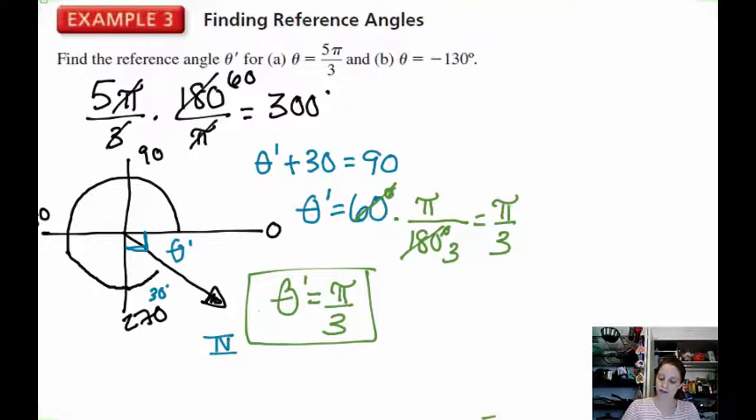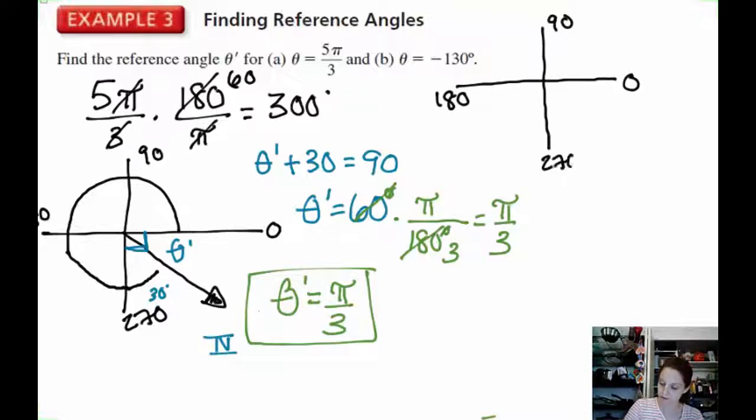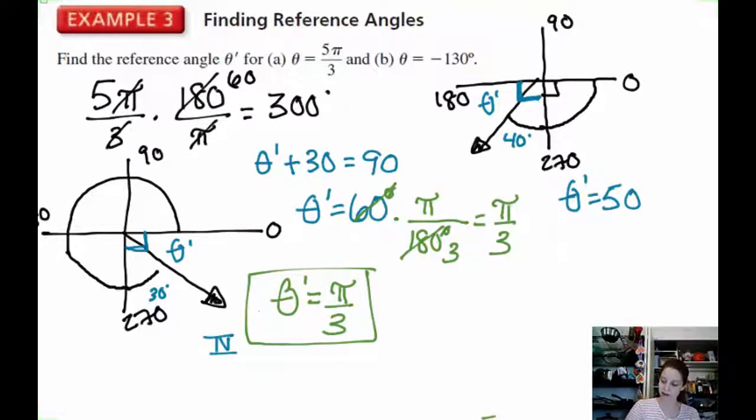Okay, now B, we're going to find the reference angle when theta is negative 130. 0, 90, 180, 270. Okay, I know that this is 90, so negative 130 is going to go here. That's 90, and then 40 more degrees. This is 40 degrees, right? Because 90 plus 40 is 130. And this quadrant is a 90-degree angle. So theta prime, I can tell by looking at it, is 50 degrees. Theta prime is 50 degrees because 50 plus 40 is 90 degrees. And I can give my answer in degrees because that is the way theta was presented.